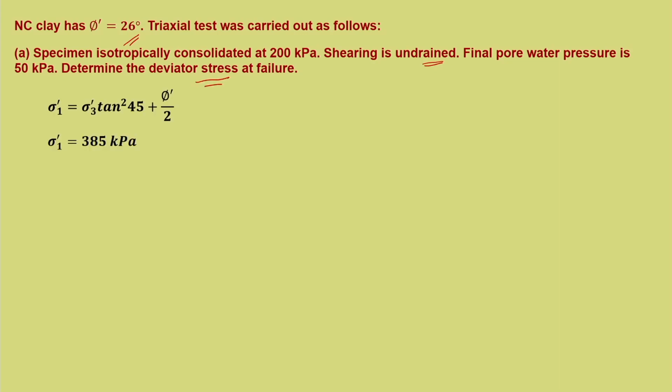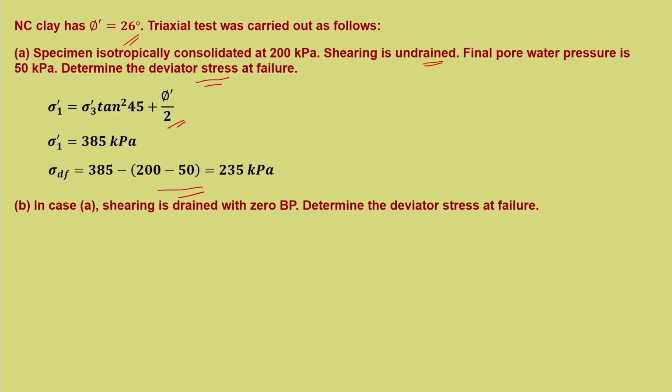It is a straightforward question. We have 200, and the final pore water pressure is given. So, we can always determine the deviatoric stress at failure. Sigma 1 dash is equal to sigma 3 dash tan square of 45 plus phi dash by 2. So, sigma 1 dash is equal to 385, and sigma df is 385 minus 200 minus 50. Phi dash is given, substituted, we get the answer for sigma 1 dash, and then you can directly get sigma df.